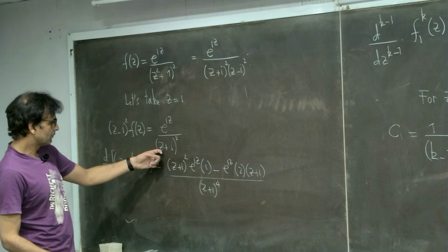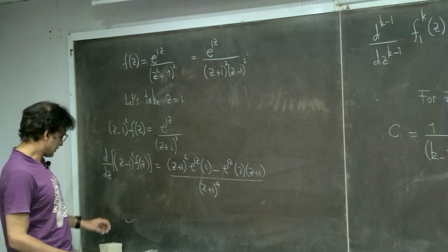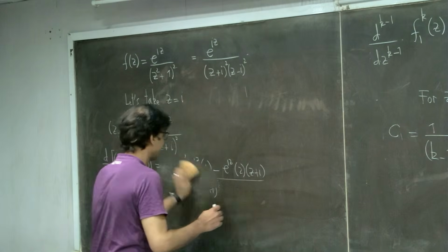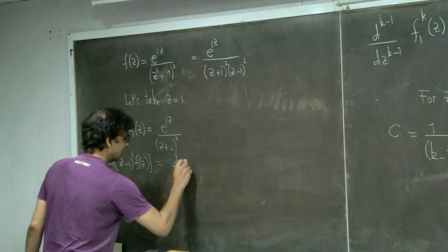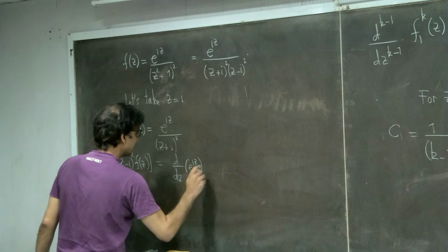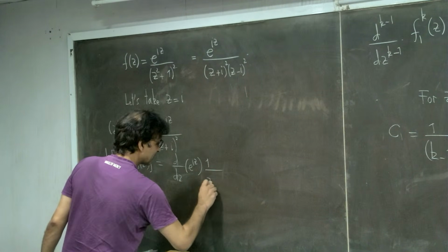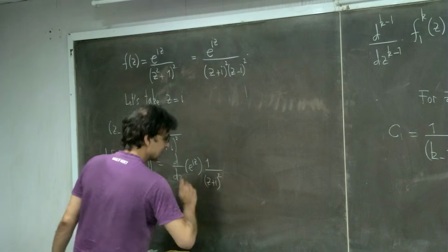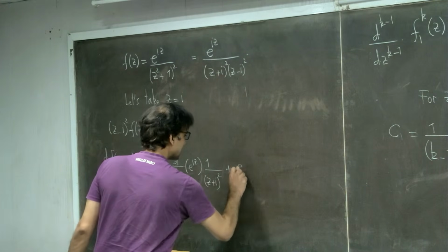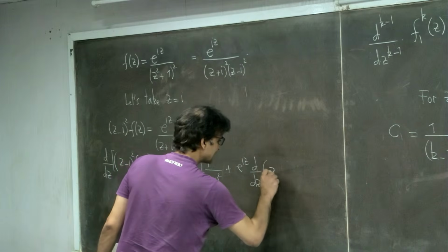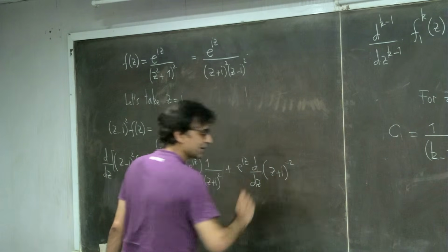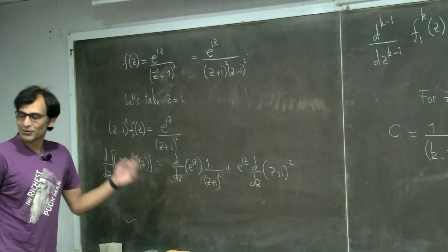2. ये जो ऊपर शिफ्ट होगा प्रोडक्ट रूल लगाएगा. अच्छा यार, मैं बेहतर अपने तरीके से कर लेता हूँ. Let me do it like this one. So it is d by dz of e to the power iota z, and 1 over z plus iota squared remains like this one, plus e to the power iota z d by dz z plus iota to the power minus 2. Now you can do it like this one.